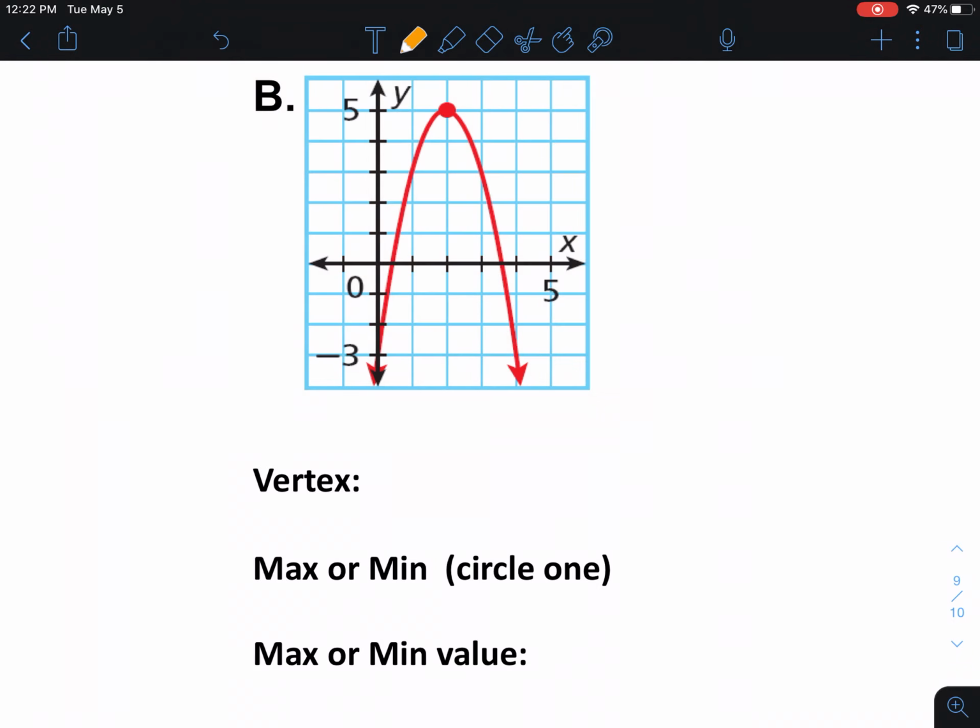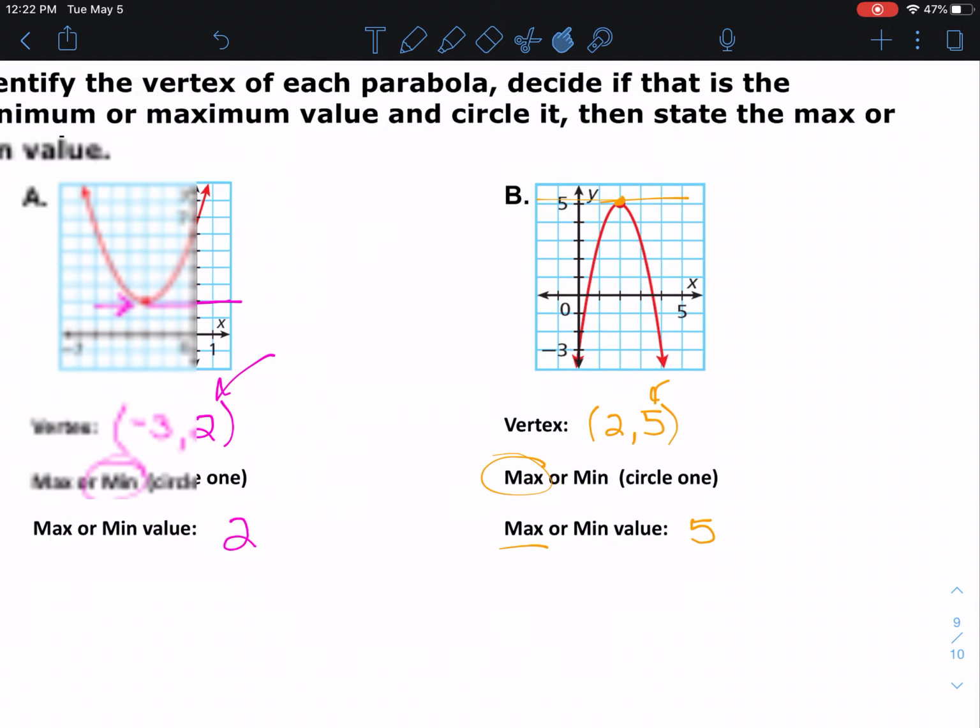Okay. All right, so our vertex is this point right here, and that is at 2, 5. That point is our highest point on the graph, so that is a maximum. So this is a maximum value, and how high does that get? Again, you can look at your vertex, or you can look at the graph, how high it goes. It should be right there. So the maximum value then is 5.